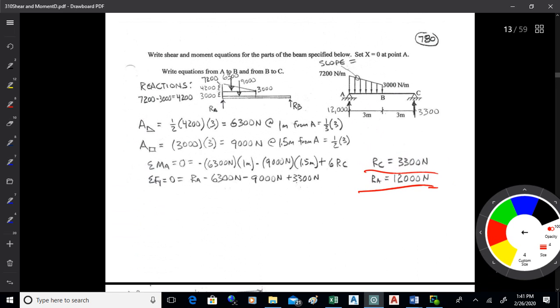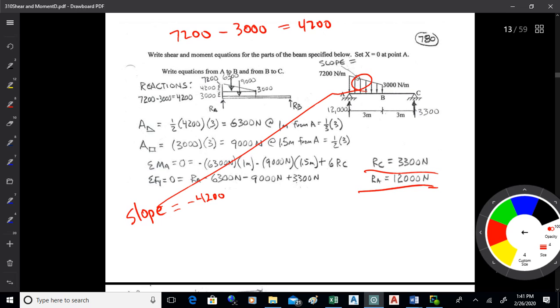Now the slope of this thing, let's have a look. I'm just writing here because I have the room, I'm dropping 4,200. Now that 4,200 comes from taking the difference between 7,200 and 3,000, and that gets me 4,200. Now I'm going down though, so I'll put a negative in front of that, and then that's happening over a run of 3. So the slope there is negative 1,400. That's the rate at which the top of that trapezoid is falling.